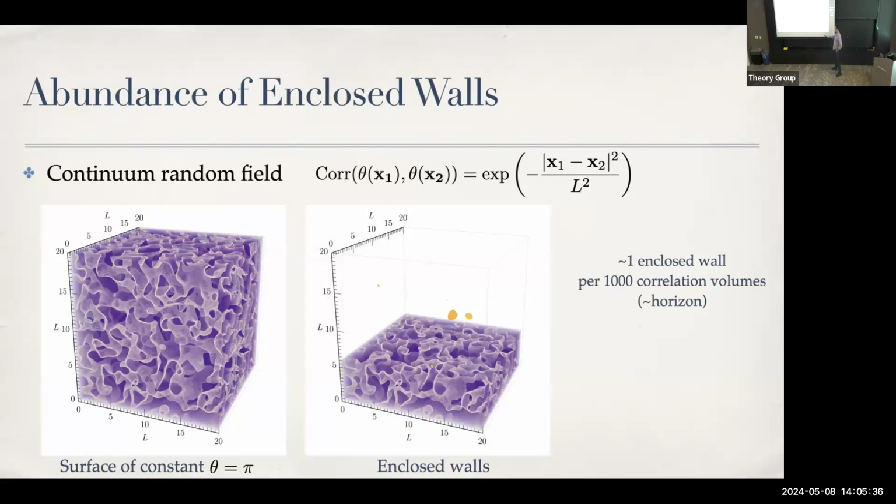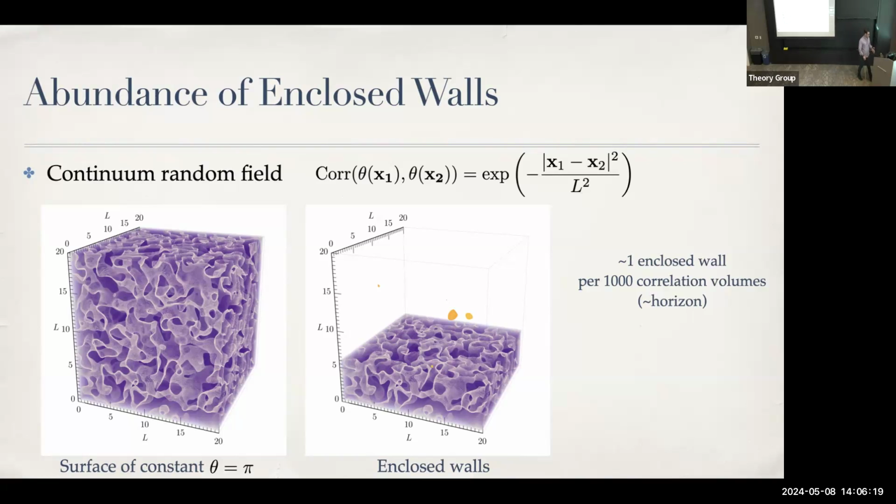And if you do that, what you'll find in this particular case, this random run of generating a continuous random field with a given correlation length shown here, is that you'll find by chance, again, in this case, two enclosed surfaces of constant theta equals pi that are not part of this infinite wall string network shown here in purple. And beautifully, if you were to count these up with random Monte Carlo statistics, where I generate these random fields and count how many of these enclosed walls I get as a function of horizon volumes, you'll find basically the same result we found before for the discrete case. You get roughly one enclosed wall per 1,000 correlation volumes, L cubed, or horizons.